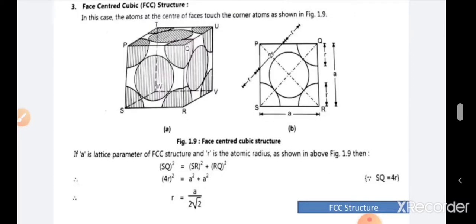3 atoms are placed on 2 adjacent faces of the side of the cube and 1 atom is placed at the corner. There are 2 diagrams shown in a slide. One diagram is a 3D view where you can see 1 atom placed at the 2 adjacent sides of the cube, whereas another atom is placed at the corner of the cube.